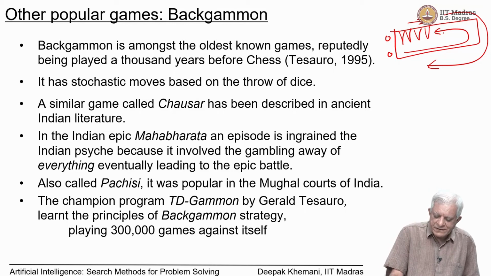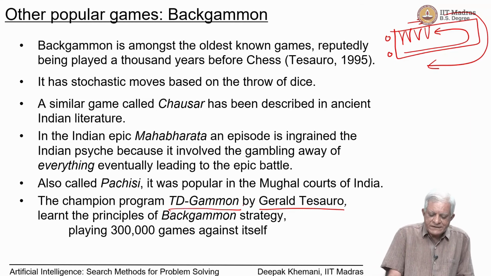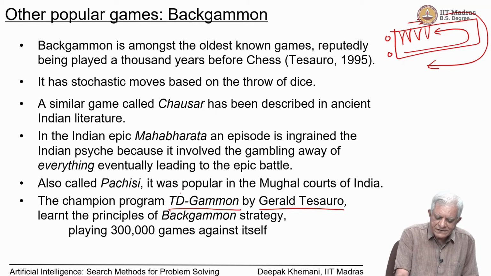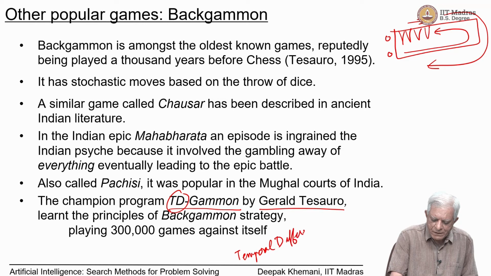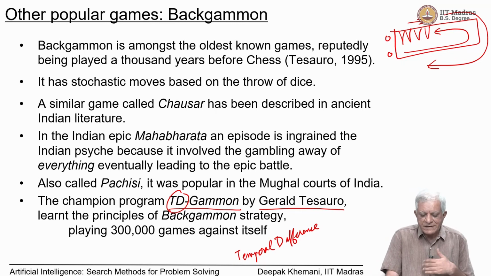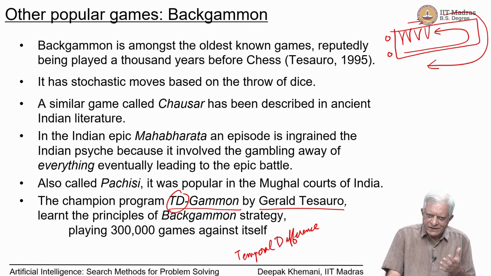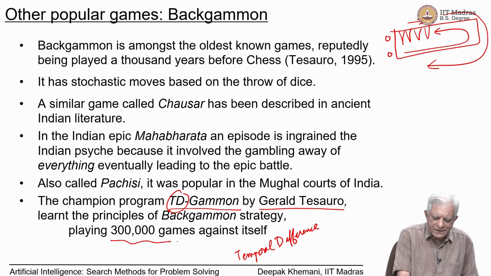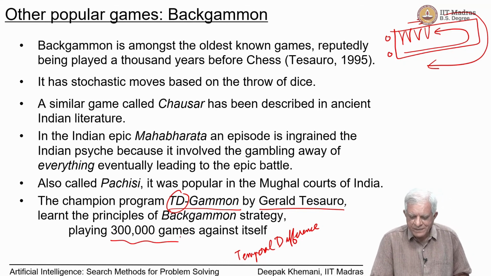And Tesauro wrote this program, in the mid 90s, called TD-Gammon, essentially. This TD stands for temporal difference learning. So this is a form of reinforcement learning. Because you make a sequence of moves and the outcome is only known to you a little bit later when the game ends, there is a difference between your move and its effects. There was this reinforcement learning strategy called TD learning, and this program employed that, and it's called TD-Gammon, and it's also the best player. So it learned this strategy by playing 300,000 games against itself. This was in the early 90s.